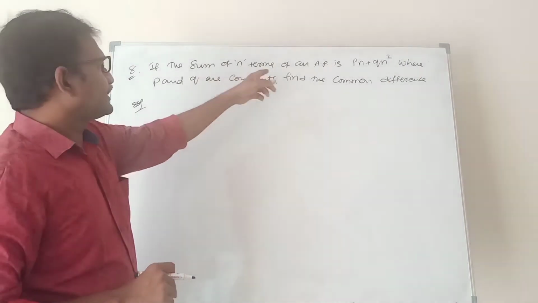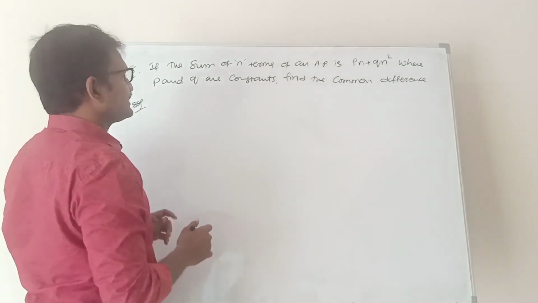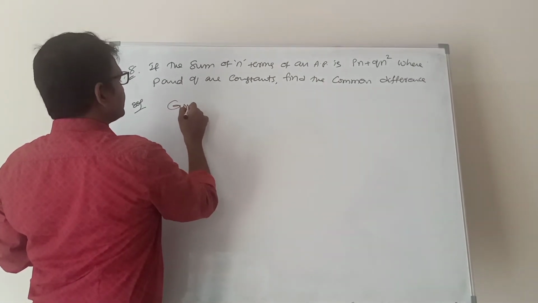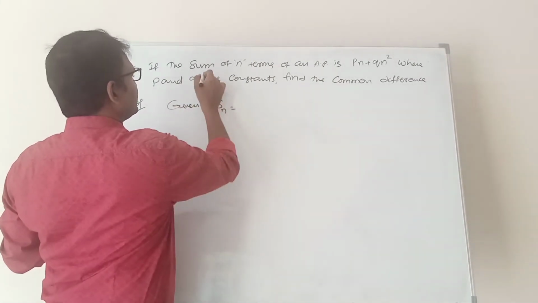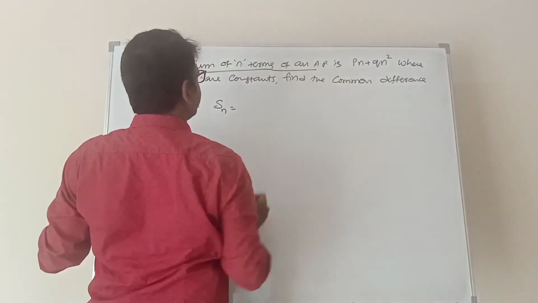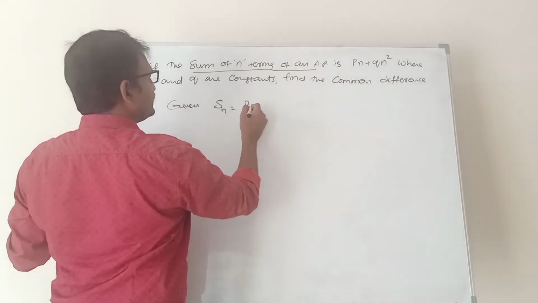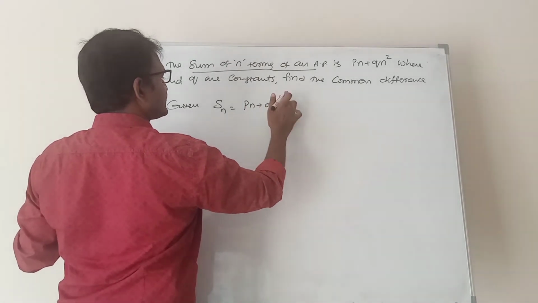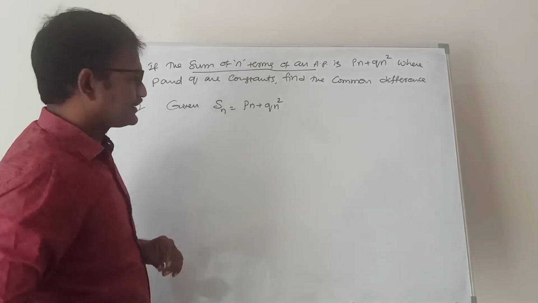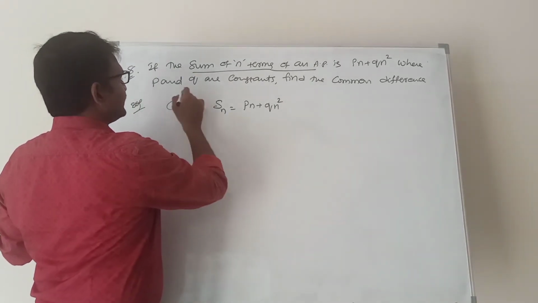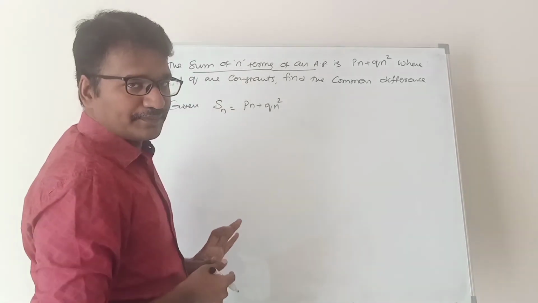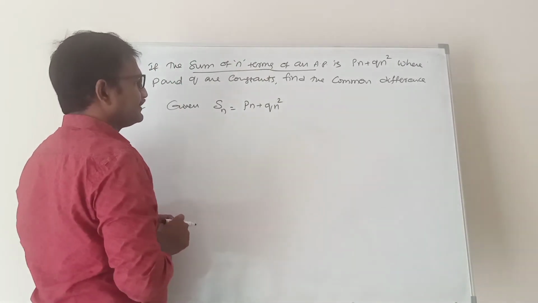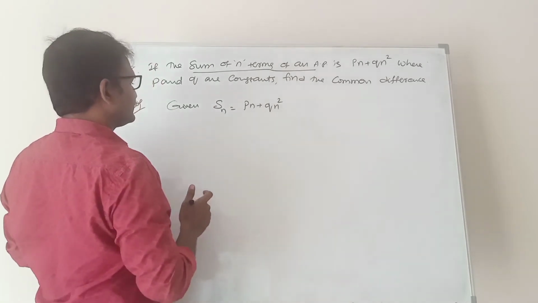Next problem. Sum of n terms of AP is given, that means Sn. Sn is equal to how much? Pn plus Qn square, where P and Q are constants. Find the common difference. So to find the common difference d, first you need to find the nth term. So what is the nth term?